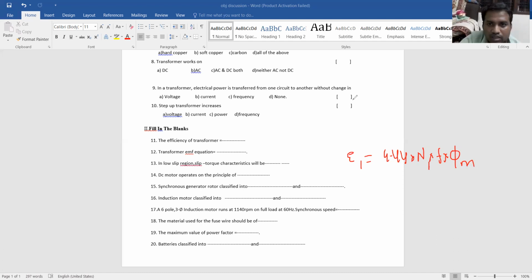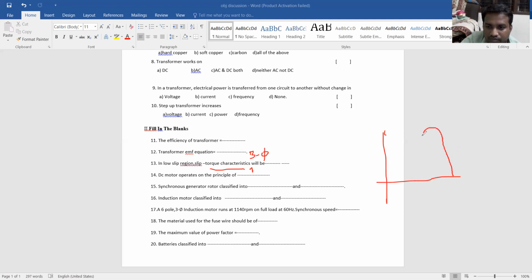And coming to the low slip region. In the low slip region, what are the torque slip characteristics of an induction motor? It is a three-phase induction motor. So we know that the torque slip characteristics will be like this. Here it is a straight line, and then here it is decreasing. So under the low slip region, you will be observing it is linear. So you can write it as linear.